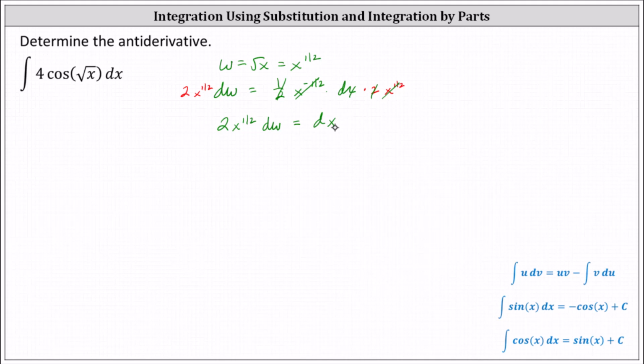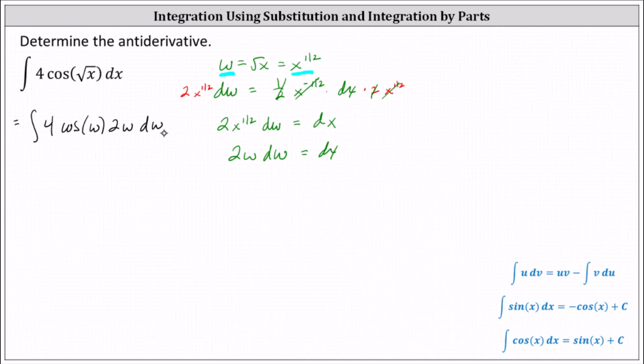But notice on the left side we have an x as well as dw. This isn't helpful, but remember, x to the 1/2, or the square root of x, is equal to w, and therefore we can perform another substitution and write the left side as 2w dw equals dx. Again, we simply substituted x to the 1/2 with w. And now let's perform the substitution. The given integral equals the integral of 4 times cosine w, and then again dx equals 2w dw.